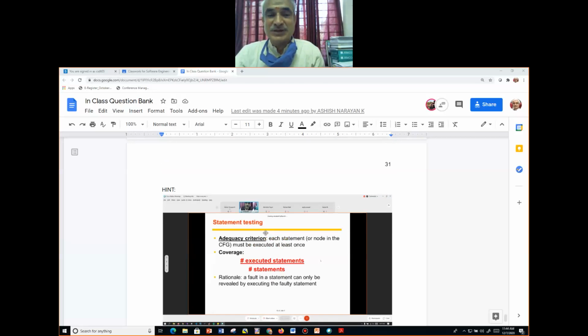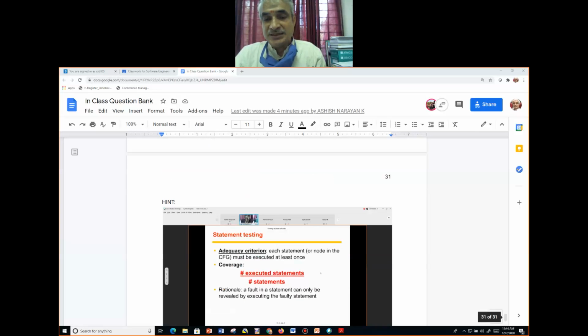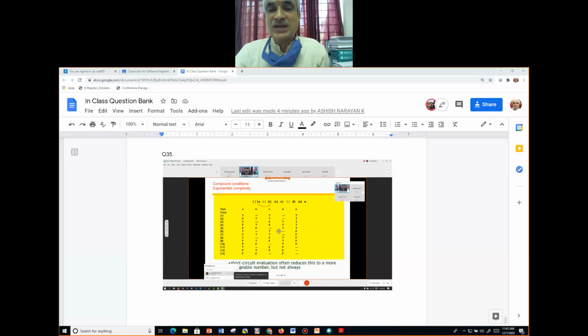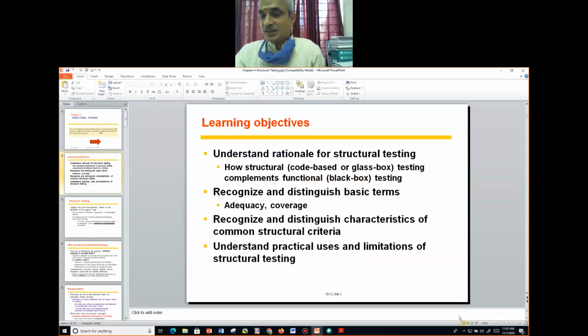And examples were given, if I'm right. For the given following problem, identify the minimum number of test cases to ensure 100% coverage of the following: statement coverage, decision coverage, condition coverage, path coverage, etc. And the example given is this hint. Here is one example, which we will work on for conditions, and these are the test cases. So shall we get into this example? Ashish, Arpita. Yes, sir. That's good. We get into that.